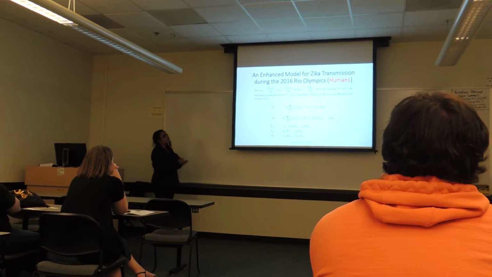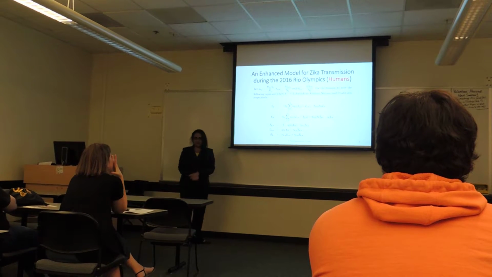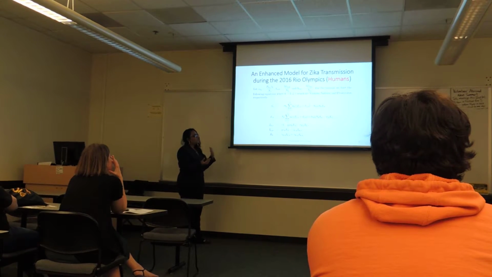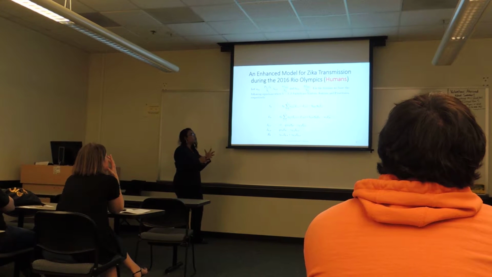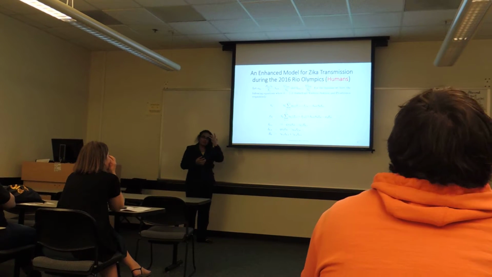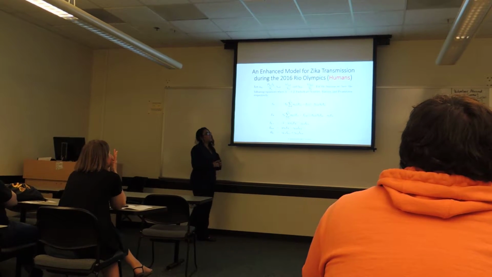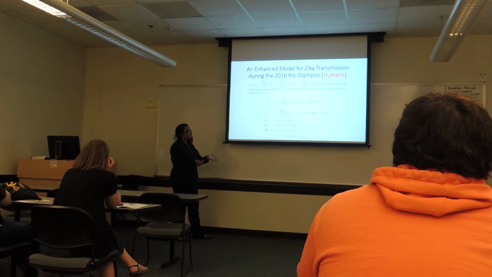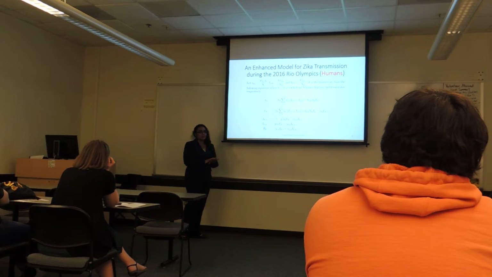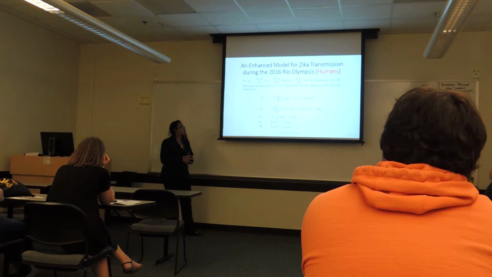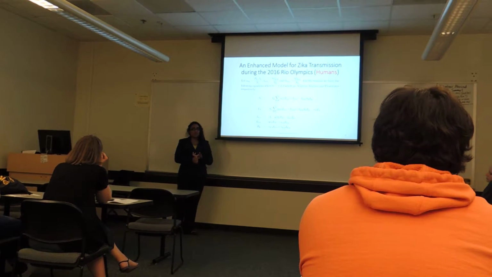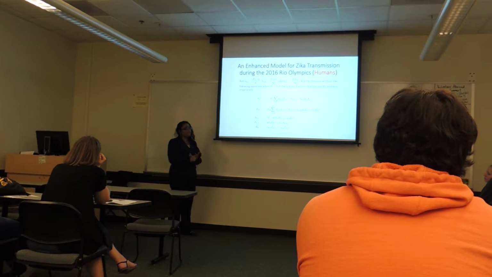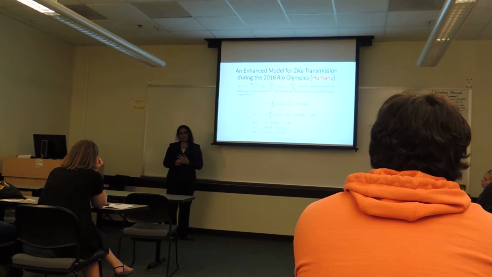So, this is the model that we're working with right now. Once we took that model from before, we were working with only one group of humans and one population of mosquitoes. Here, since we're working with the Olympics, we picked three specific groups of human subpopulations, which were visitors to Rio, natives of Rio, and a group of sex workers in Rio.